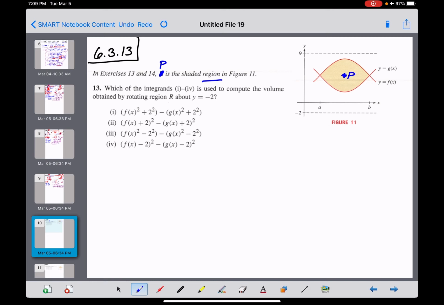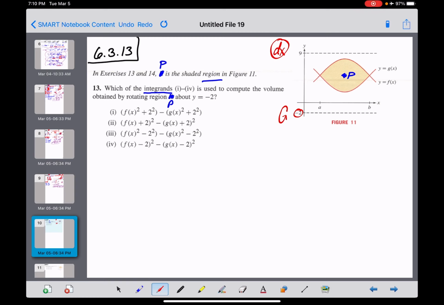So we're talking about region P right there, and 13 is asking you, multiple choice here, which of these four integrands, again, not the whole thing, just the integrand right here, would be used to compute the volume obtained by rotating region, nope, not R, P, about the line y equals -2. So this then, -2, is your axis of revolution, and this thing is now spinning in that direction. All right, guys, we've got a horizontal axis of revolution, which means this would be a dx problem right here. Always, always, always, that'll be the case.